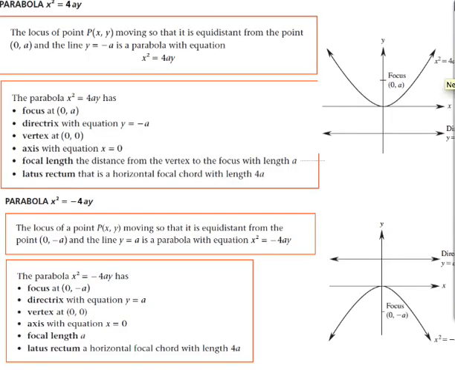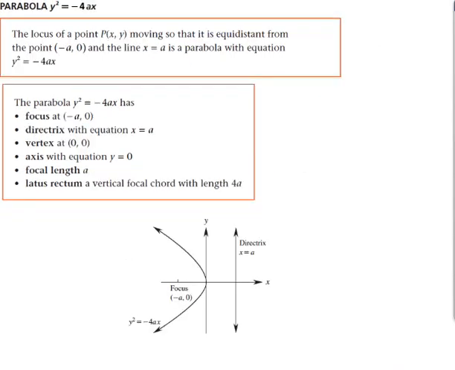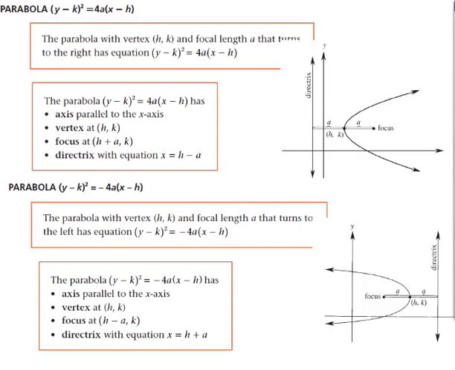Alright, so these are two parabolas that we're going to be looking at today. x squared equals 4ay is concave up, and x squared equals negative 4ay is concave down. Both of them have the same vertex, which is the origin. The coordinates of the focus are (0, a) here, and (0, negative a) here.